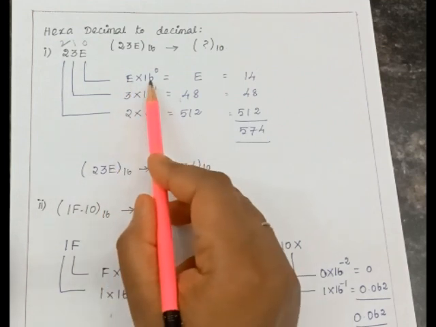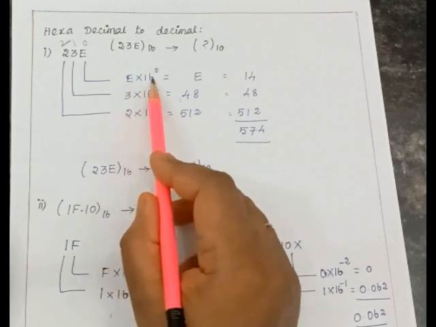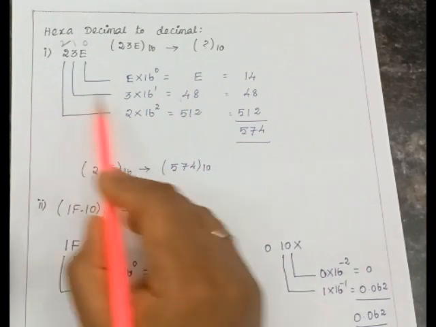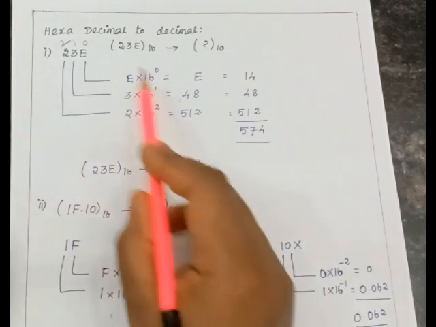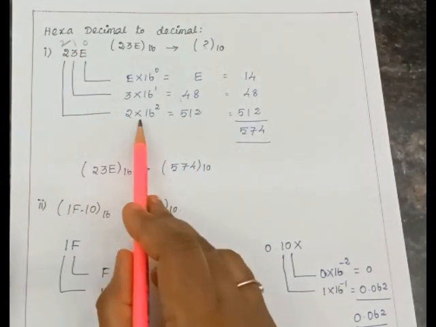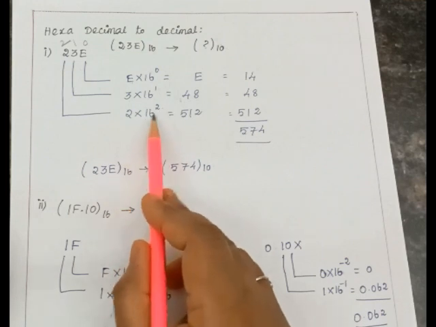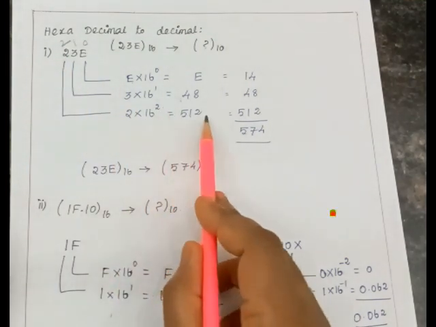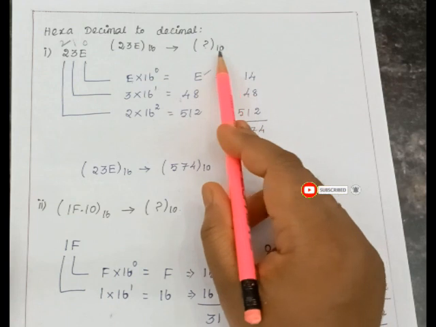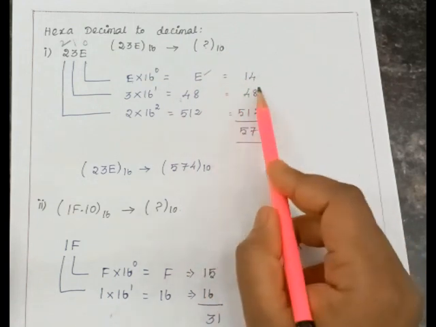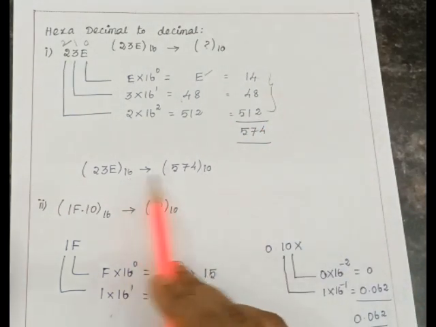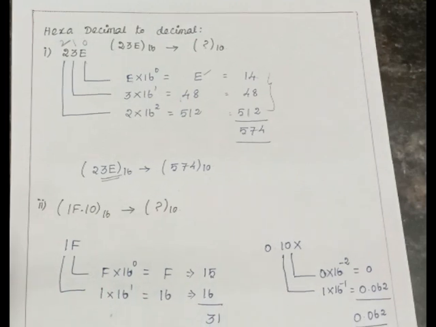So e into, for the hexadecimal the radix is 16. So we have to multiply with 16, that is e into 16 power its place value, that is 0, which is equal to e, and 3, which will be multiplied with 16 power its place value, that is 1. 3 into 16 power 1 equal to 48, and for this 2 is multiplied with 16 power its place value, that is 16 power 2, which is equal to 512. So instead of e in decimal, we are using the value as 14, which will be added together. So we are getting 574. So this is the equivalent decimal number for this hexadecimal number.